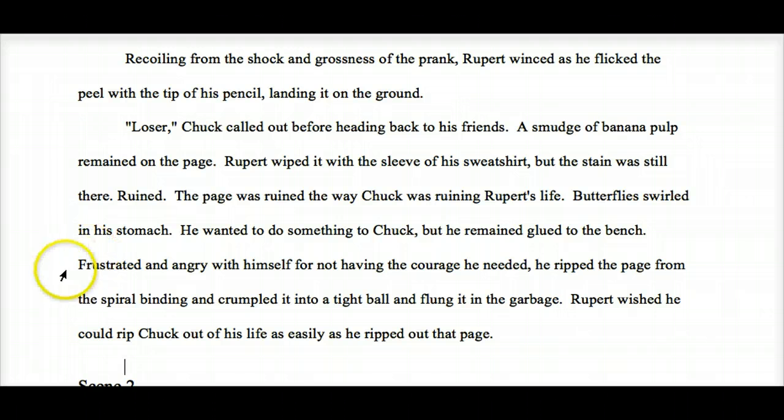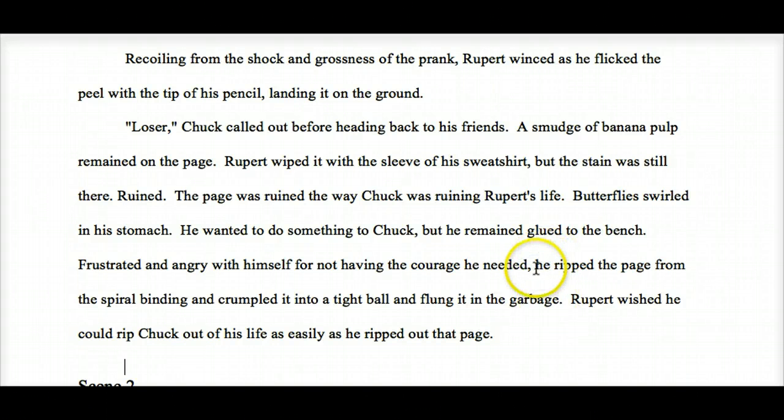And now I get back to the internal story here. He's frustrated and angry with himself for not having the courage. Not only was he angry at Chuck, but now he's getting angry at himself. And as he thinks about it, he tries to figure out why he is so angry. And he realizes that he doesn't have the courage he needs to get up from that bench and say something to Chuck.